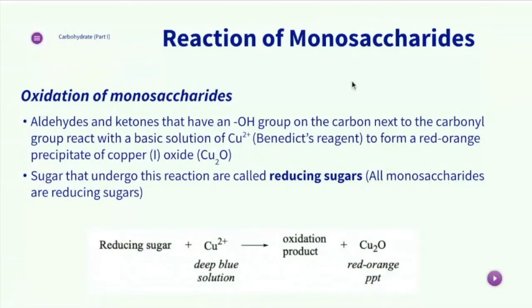Okay. So monosaccharides have different types of reactions that can occur. For example, the oxidation. Aldehydes and ketones that have a hydroxyl group on the carbon next to the carbonyl group will react with a basic solution of the copper ion, which we call Benedict reagent, to form a red-orange precipitate of copper oxide. So with this oxidation, we call the sugar a reducing sugar because it has the capability of reducing the copper ion to copper oxide. So why is it important?